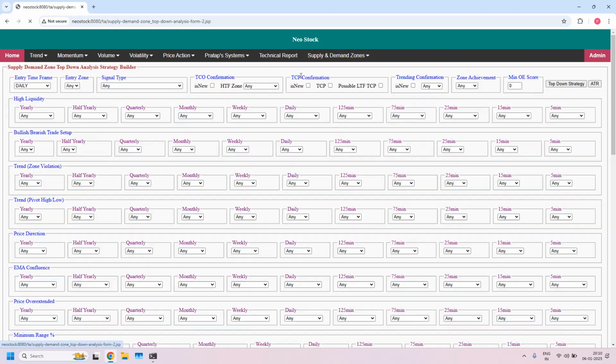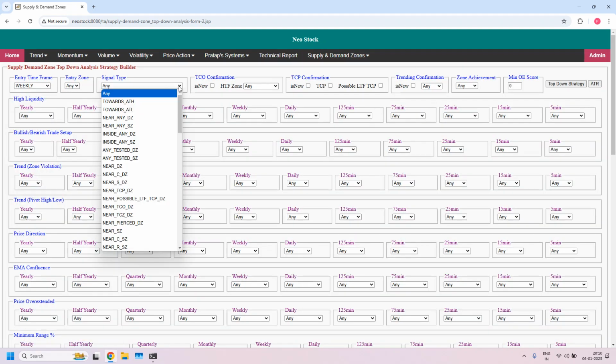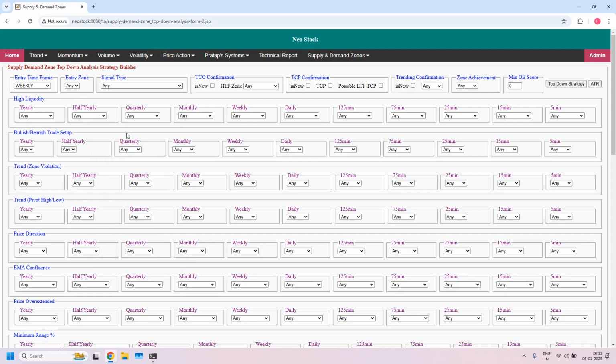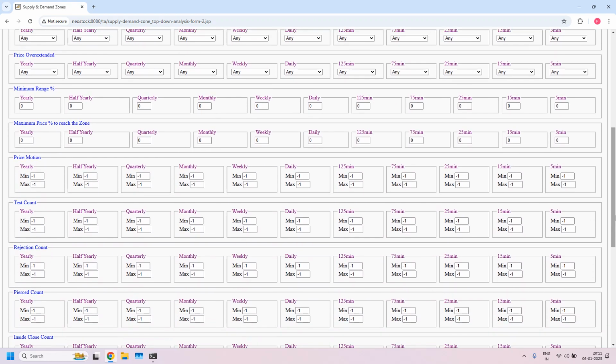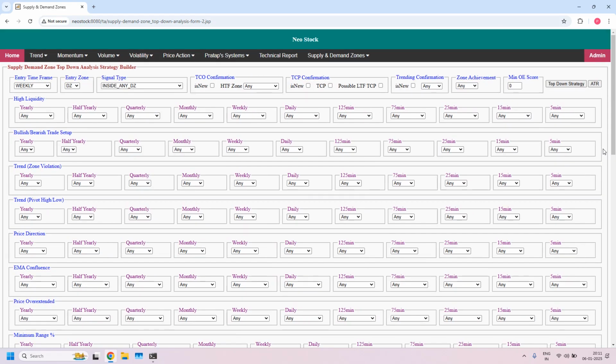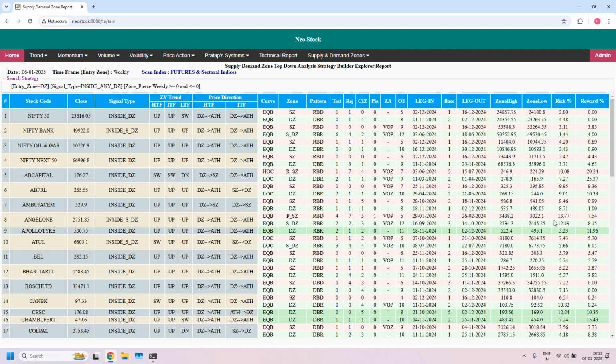Next, for weekly time frame, price closed inside the weekly demand zone. And these weekly demand zones should not be pierced. So in the pierced count, at weekly time frame, I am selecting minimum value 0, maximum value 0. So let's filter the stocks. We got a big list, first 17 stocks in the list. I am scrolling the list down.